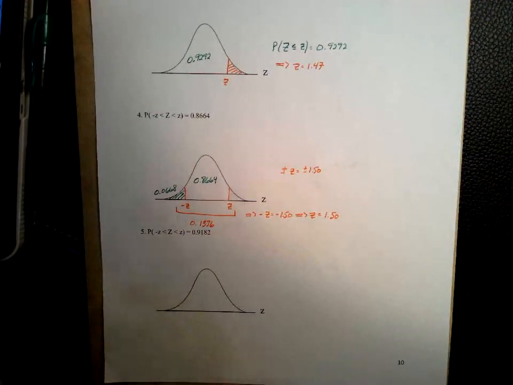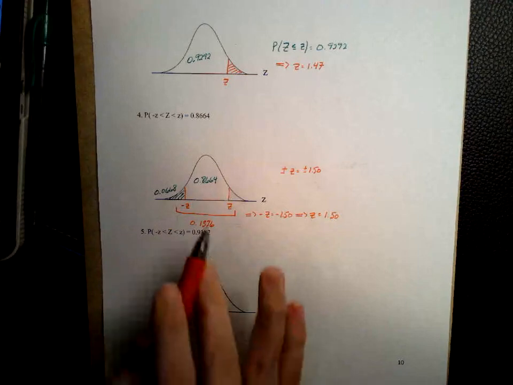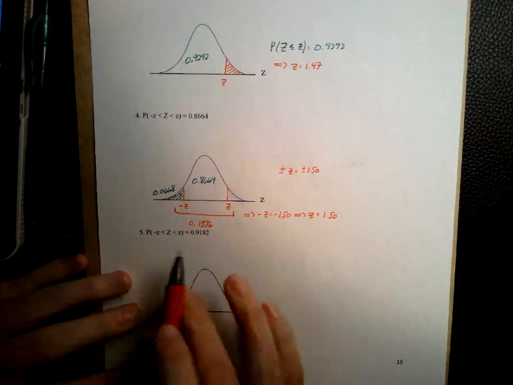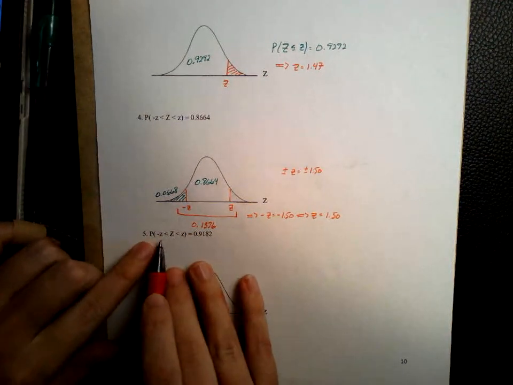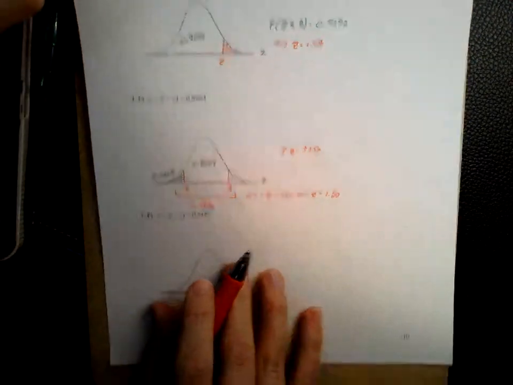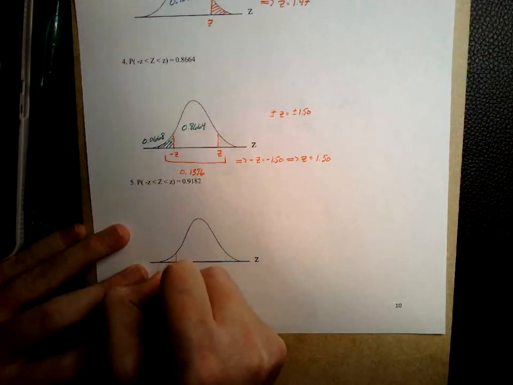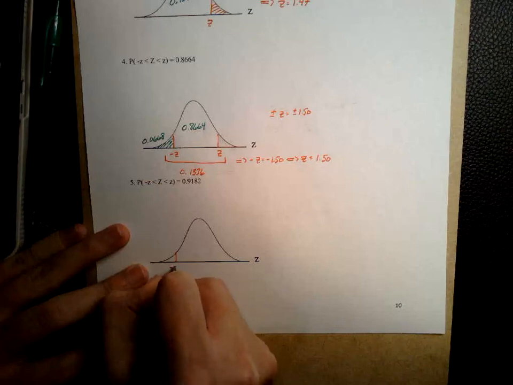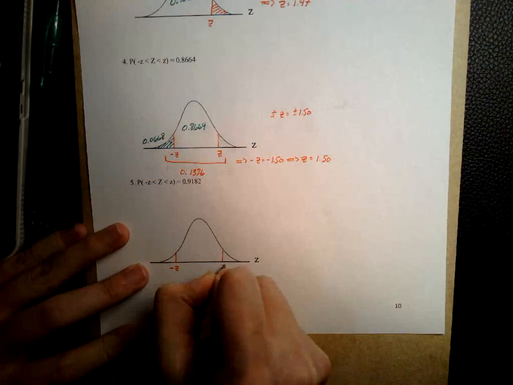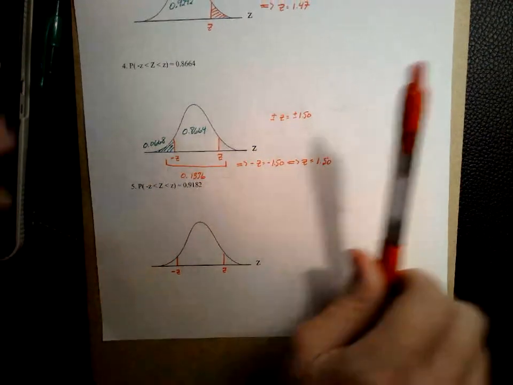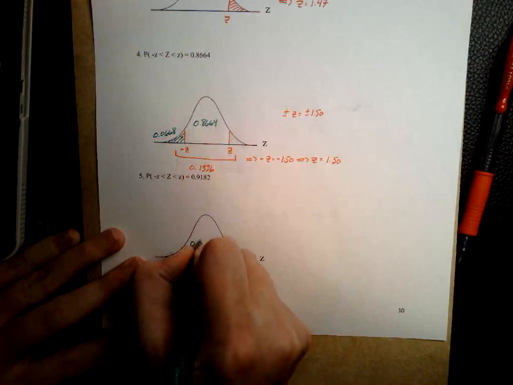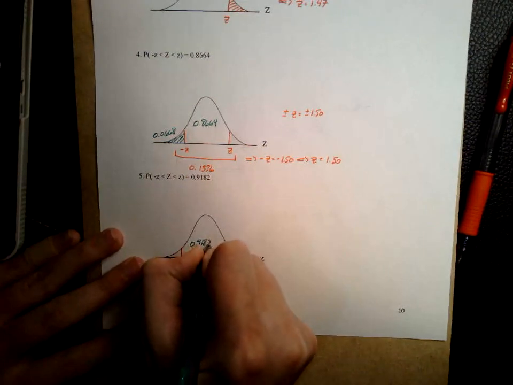Now let's look at this last example of section 6.1, and it's using the same idea that we just did in the previous question. The probability of getting a z-score in between this negative z-score and positive z-score is 0.9182. That means I have some lower negative z-score here, and I have some positive z-score here, and the area in between these two is equal to 0.9182.